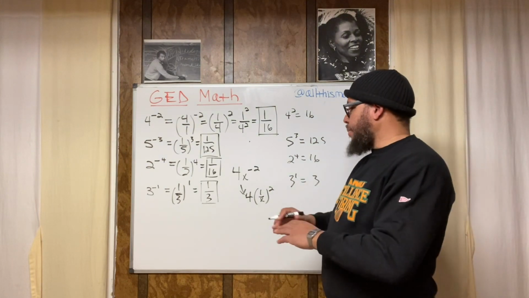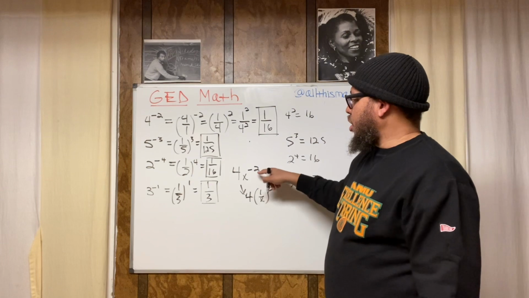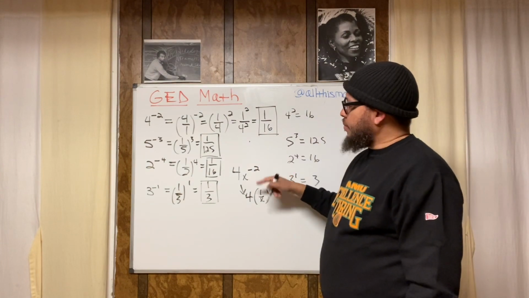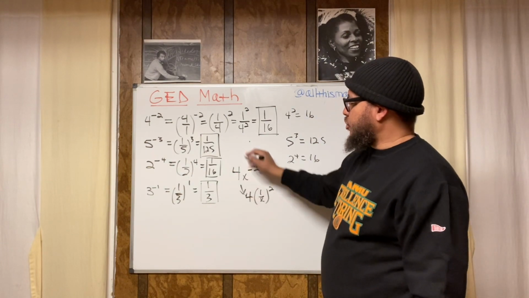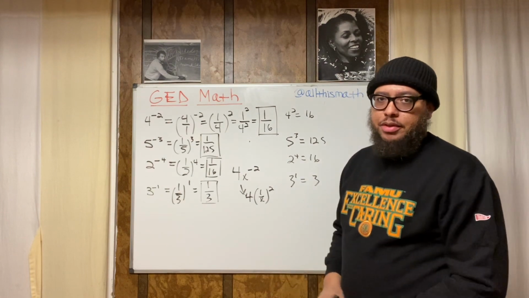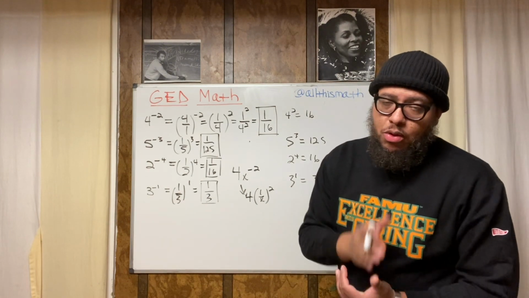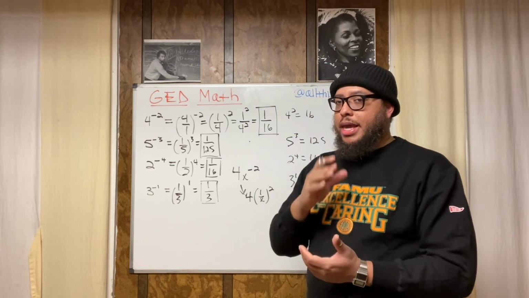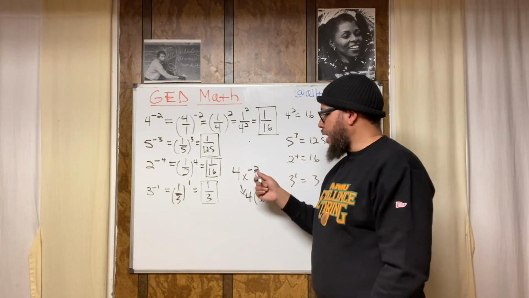And I'll tell you, this happens so often. Like a student will think, oh, well, I see an exponent, negative 2, and I see a 4 and an x, so let me just flip everything. You can't flip everything. You only flip what actually has that exponent, or what carries that exponent. The 4 is not carrying this negative 2.